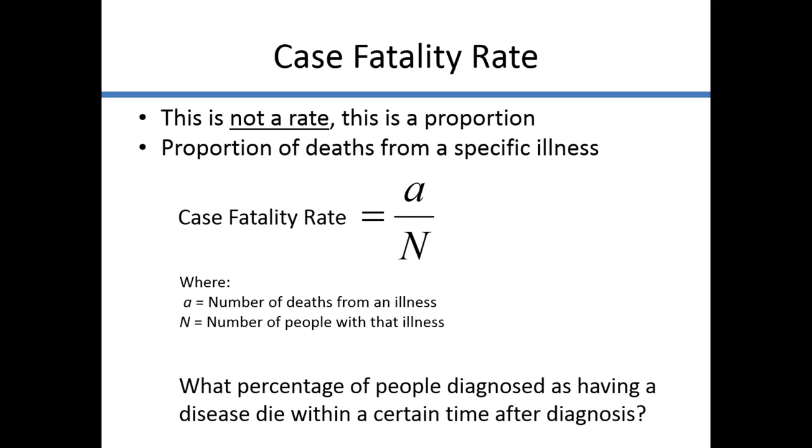A few final points which you should know. Case fatality rate, it's called a rate, but it's not a rate. It's a proportion. So it's the number of deaths from an illness divided by the number of people with that illness. What percentage of people diagnosed as having a disease die within a certain time after diagnosis? If it's a disease that's very damaging and we don't have a cure for it, the case fatality rate goes up, like AIDS in the early 80s and mid-80s. Case fatality rate goes down once we develop ways of treating it. Like AIDS today, case fatality rate has gone down. Again, I use the word rate cautiously. It's more of a tradition to call it a rate, but technically speaking, as you now know, it's not a rate. It's not a time component.